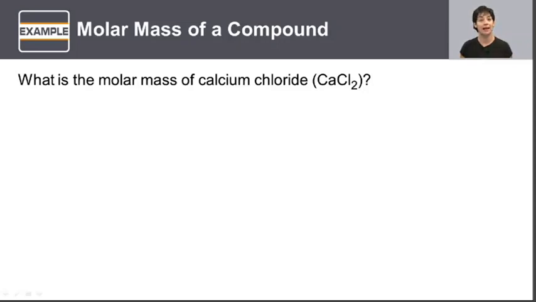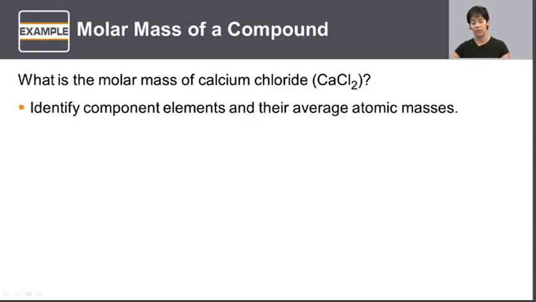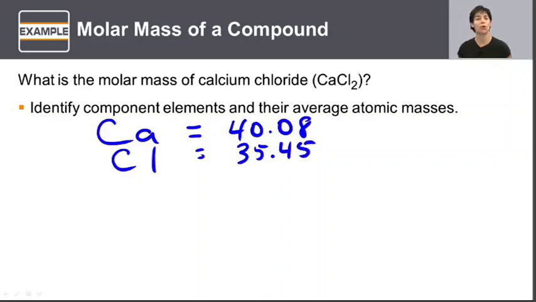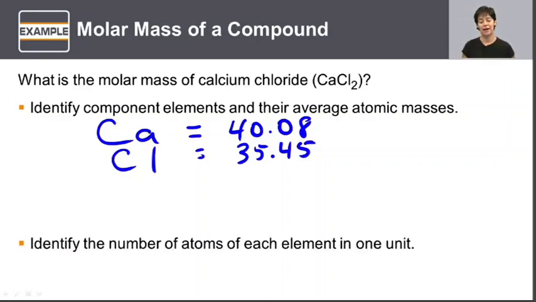Okay, again, first step, identify those components and their average atomic masses. So we start with calcium, and its atomic mass of 40.08. And again, we have chlorine, which is 35.45. What do we do next? How many? The number of atoms of each element in the unit.